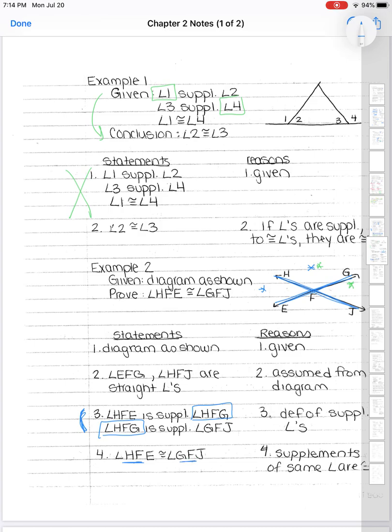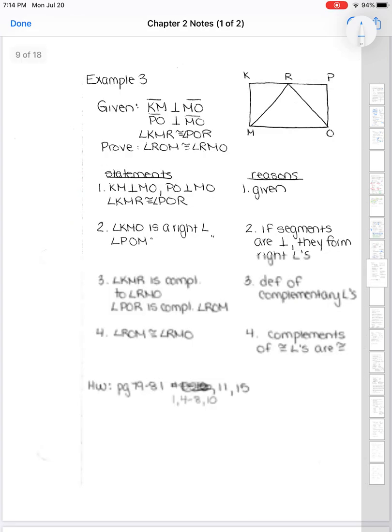And again, I'm putting it in the same line only because it has the same reason associated with it. Then, if you look at these two statements right here, you say to yourself, okay, this is in common with this. So if they are both supplementary, if HFE is supplementary to GFJ, then you know that they are both congruent. And I'm going to write this out a little bit more. I'm going to say if two angles are supplementary to congruent angles, then the two angles are congruent to each other. So that's using one of our new theorems.